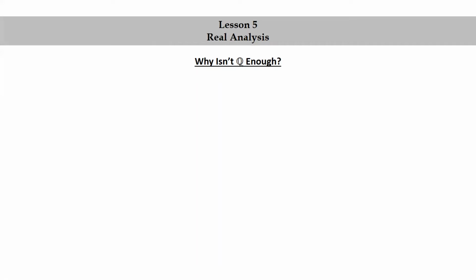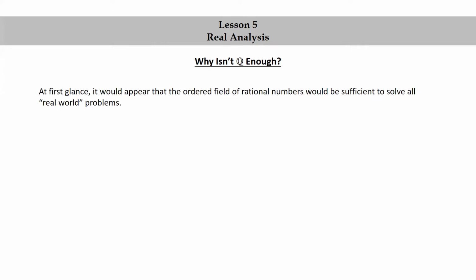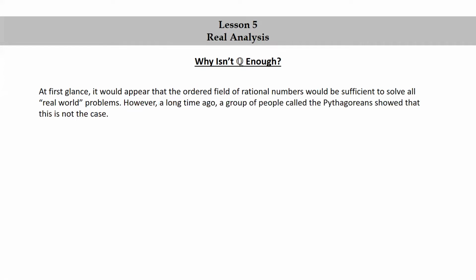Why isn't this set of rational numbers enough? At first glance, it would appear that the ordered field of rational numbers would be sufficient to solve all real-world problems. However, a long time ago, a group of people called the Pythagoreans showed that this is not the case.